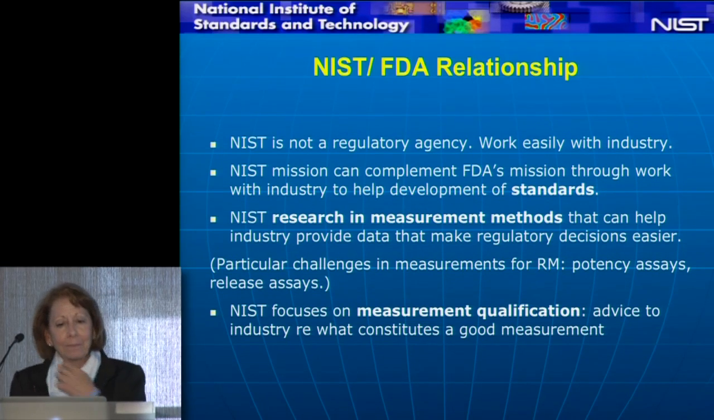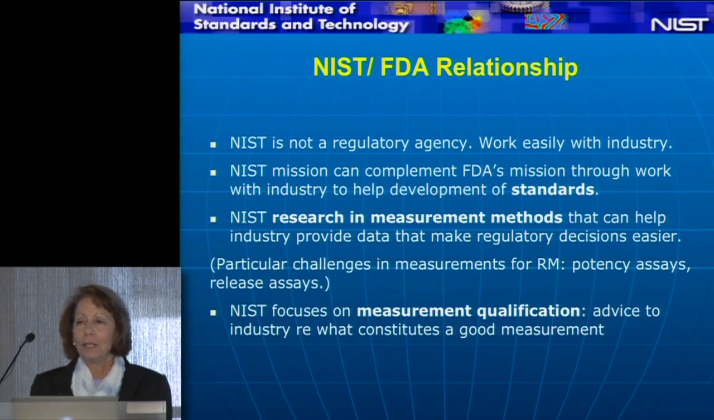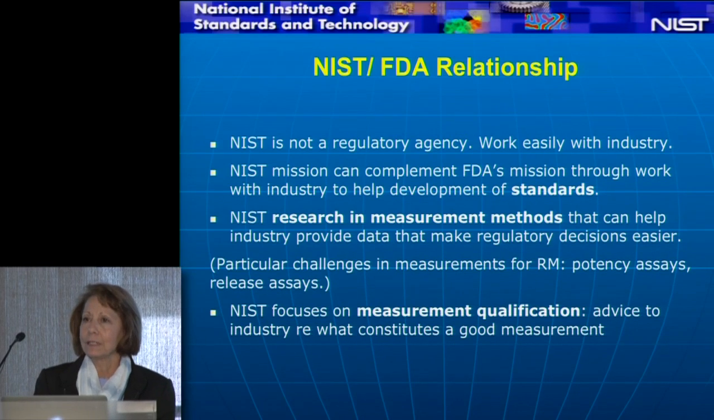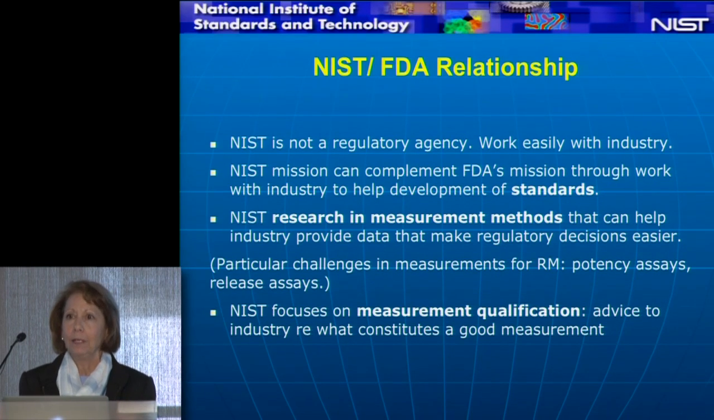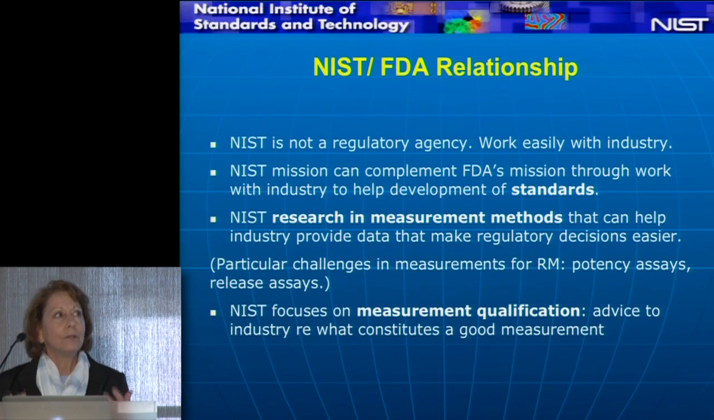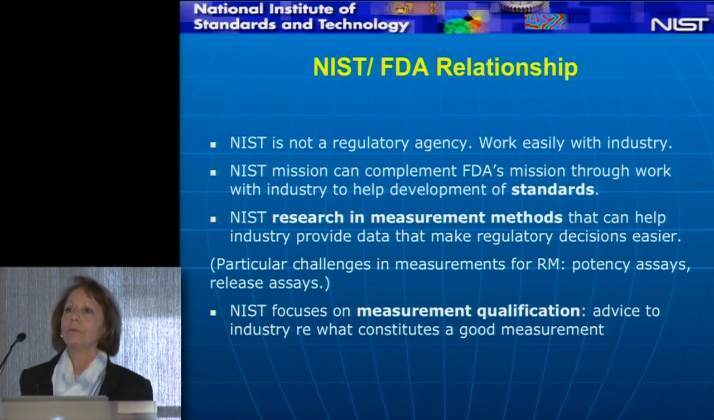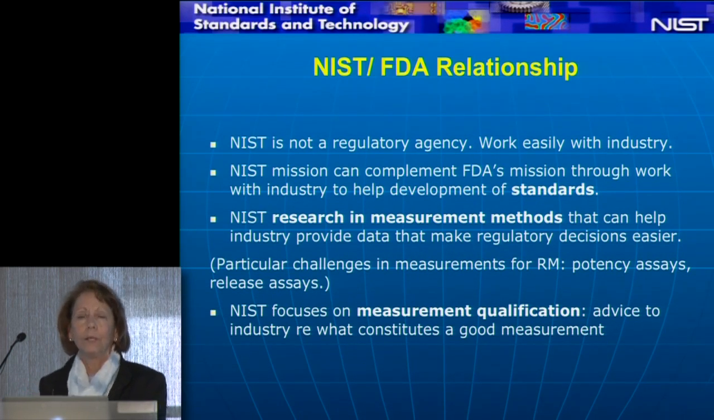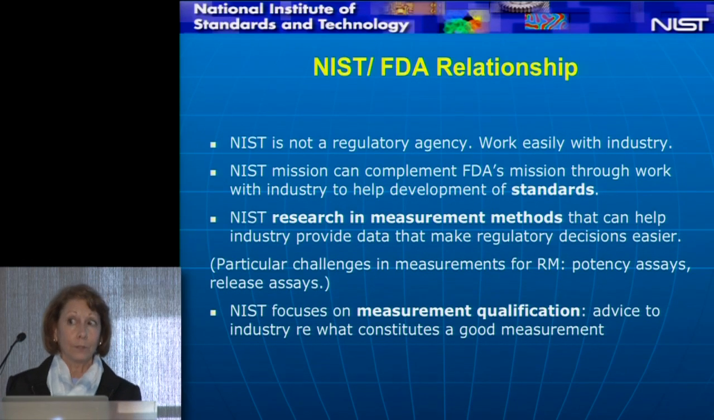We also focus on measurement qualification. So for us, that means how well do you know your measurement? We also do a lot of work on basic science, doing research on how do you measure things, right? But in the end, it's not just can you get an answer, it's how good is that answer? How well do you know that answer? How confident are you in that answer?